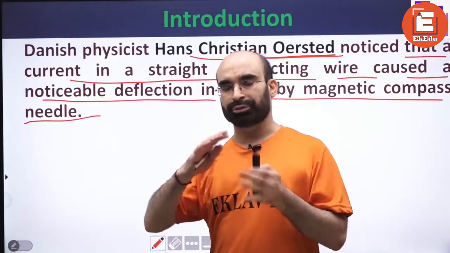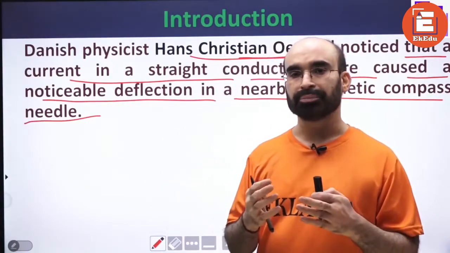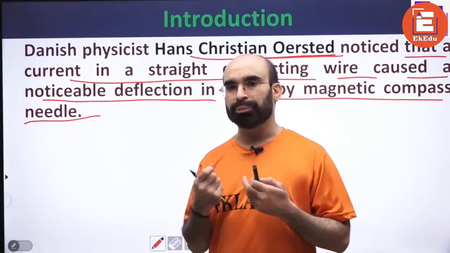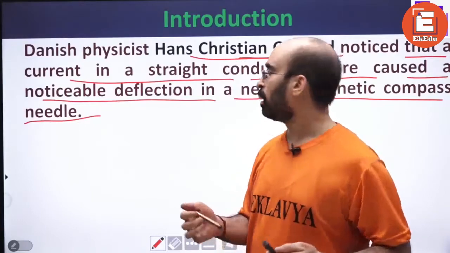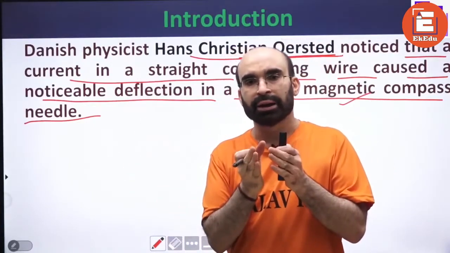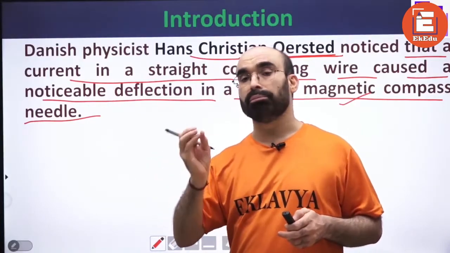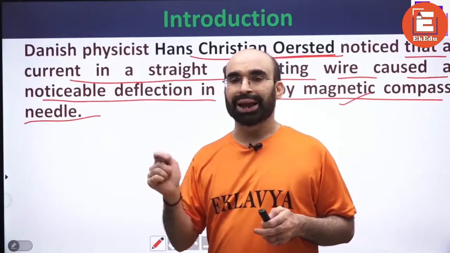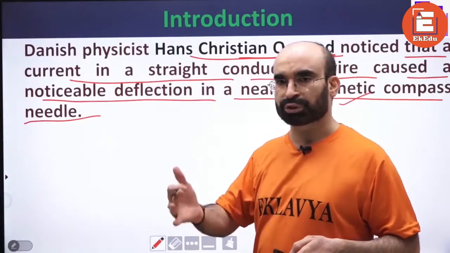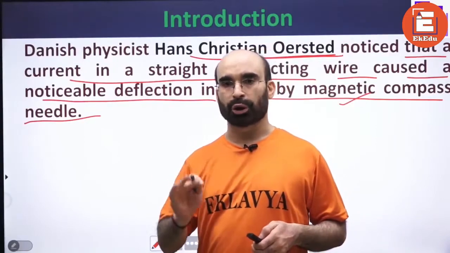Magnetic effect of current. A current carrying conductor has some magnetic effect. How do we say that magnetic effect is there? If a magnetic compass needle is placed nearby, then there is a deflection in the compass. That means there must be some magnetic force, right? And we call that region in which that magnetic force can be felt, can be observed, the magnetic field.